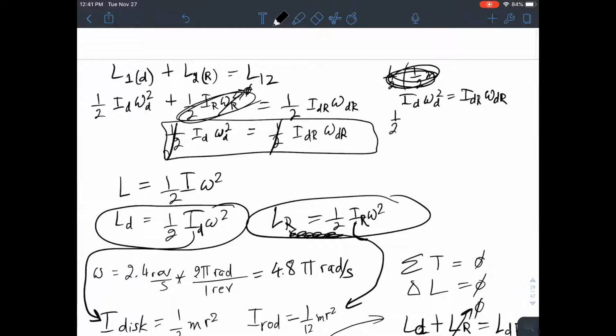So I of d is 1/2 mr squared times wd squared, right? And on the other side, it would be the sum of the two: mr squared over 2, that's this one, plus 1/12, which is mr squared again over 12, that's this one, times w dr. So now I've substituted everything there is to substitute.